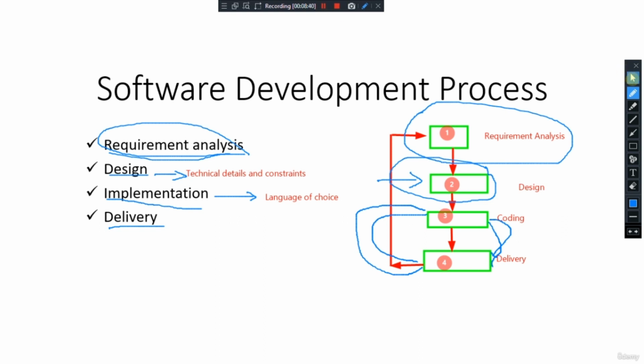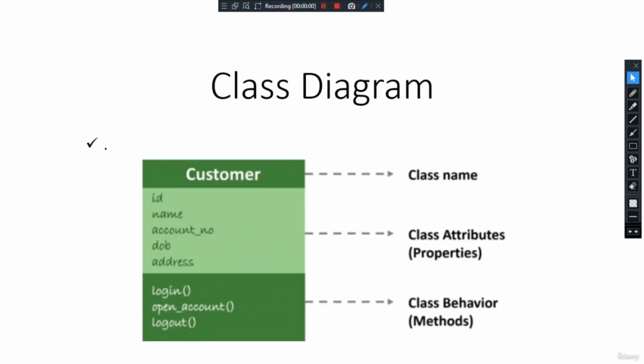The next concept we are going to learn is the multiple diagrams that are available in the system design process. First we take a look at the class diagram. The class diagram is nothing but the representation of a class with the help of a rectangular box having three partitions. The first partition contains the class name.